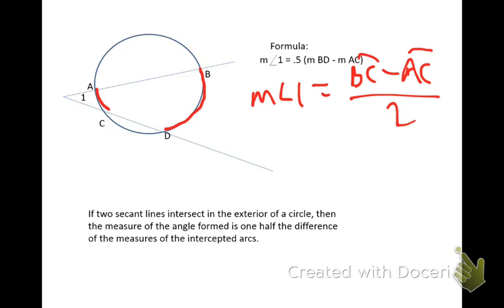Oh, I should say BD, I'm sorry. I should say BD, not BC. BD minus AC divided by 2 equals angle 1.